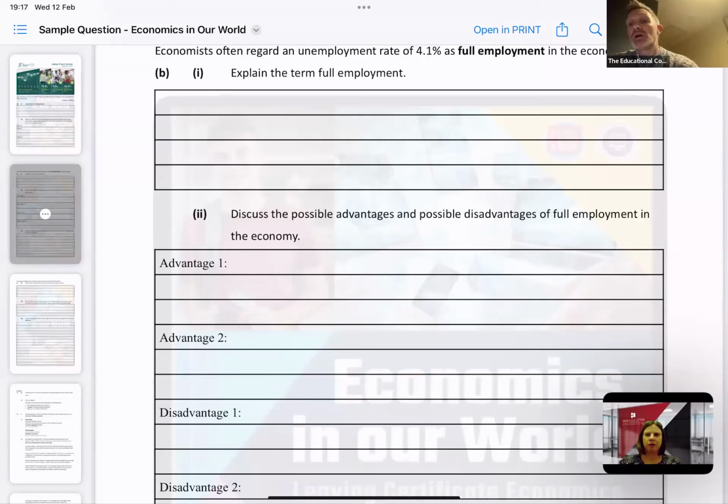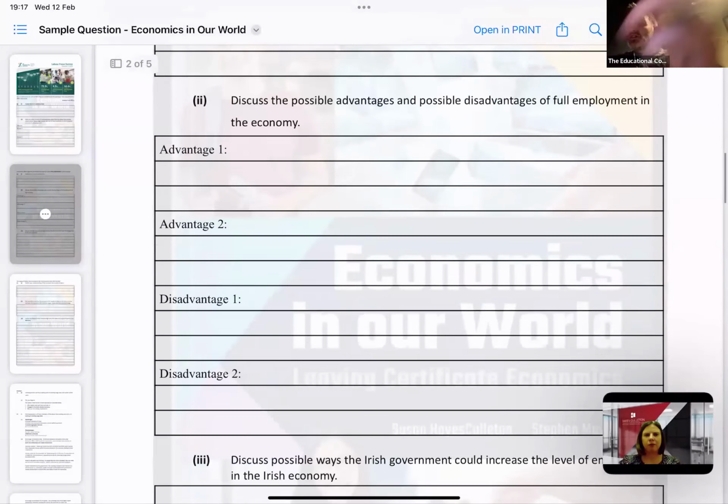And then again, a follow-on question, and again, a bit more depth to this question: the possible advantages and the possible disadvantages of full employment in the economy. And again, just to go back to the exams, which would be my focus really, the first couple of years, the SEC weren't really putting numbers in the spacing, so students were unsure in terms of how many points they needed.